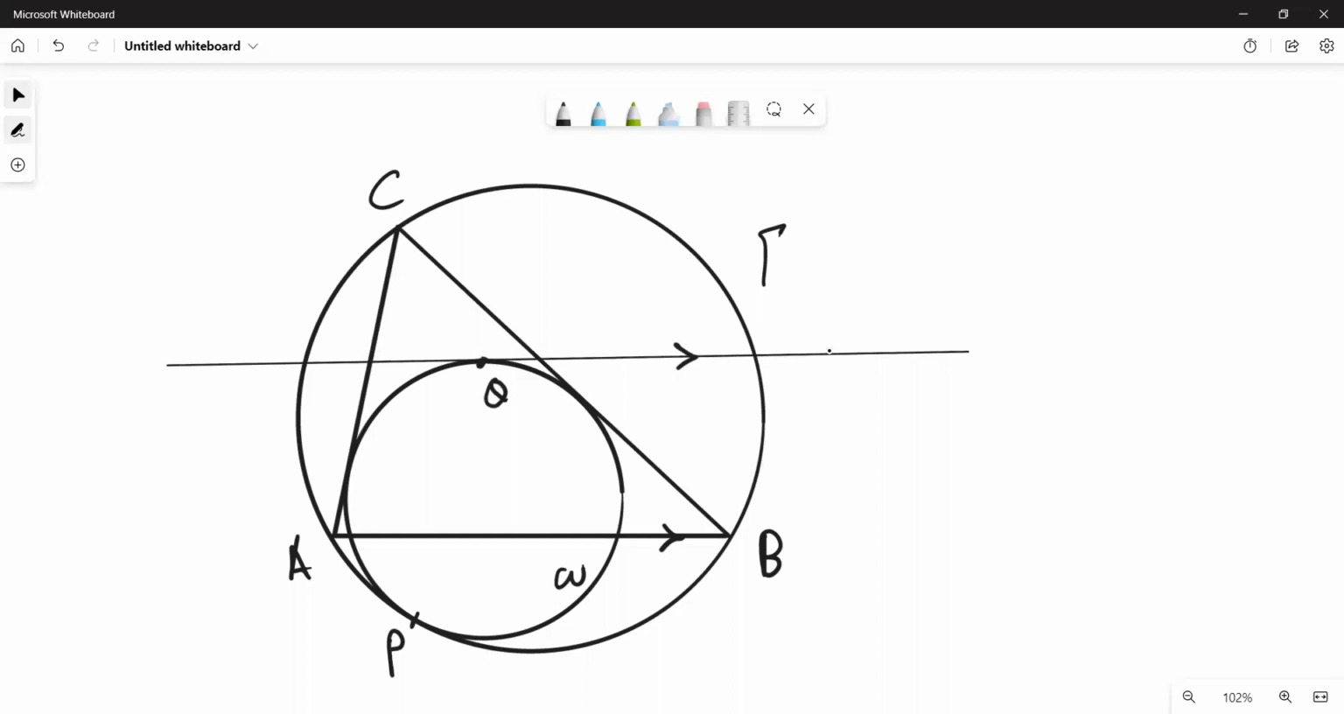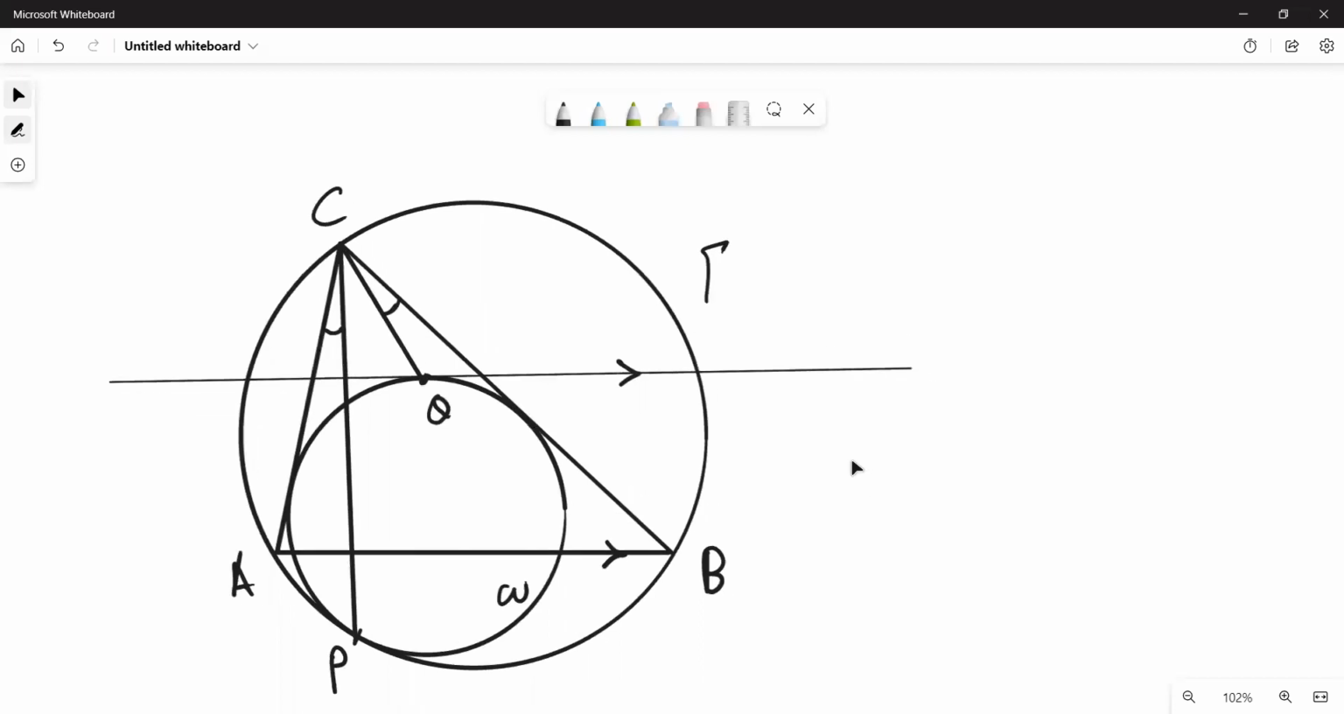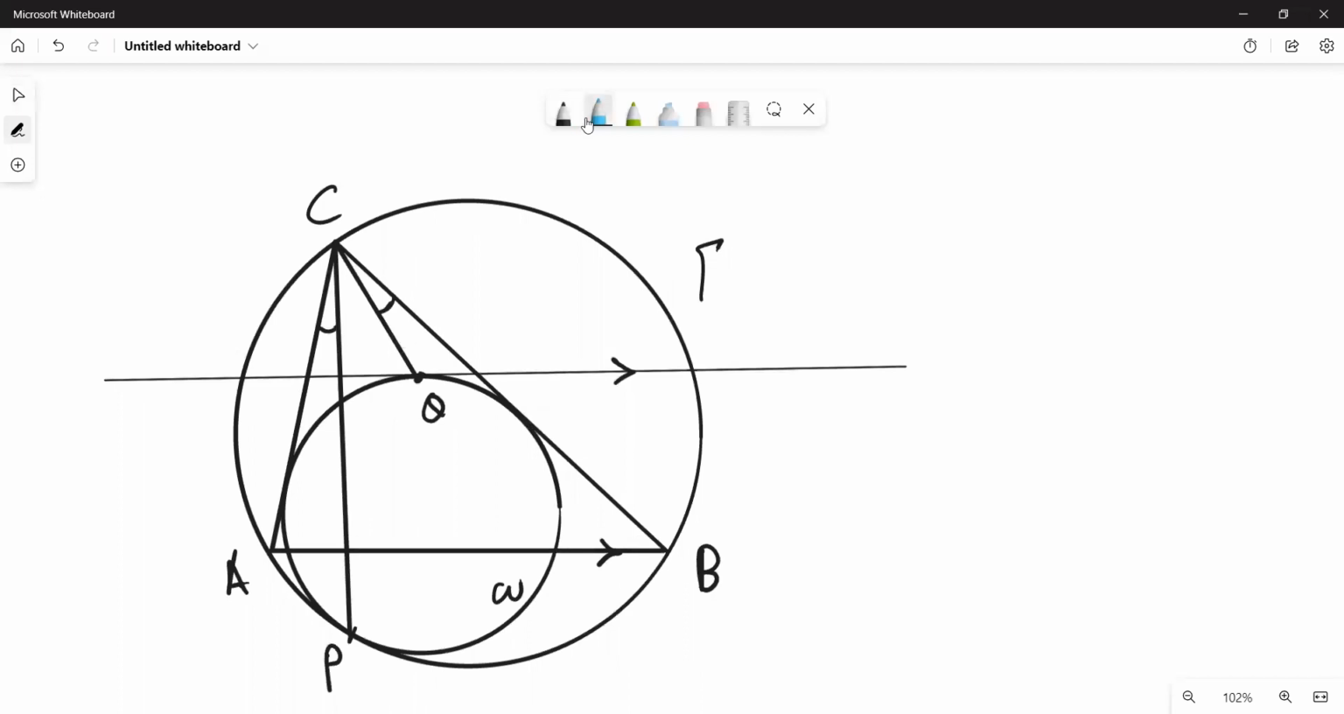And you want to prove that angle ACP equals angle QCB. You want to again prove that CP and CQ are isogonal. So yeah, a similar theme with the previous problem. You want to prove that these two are equal.